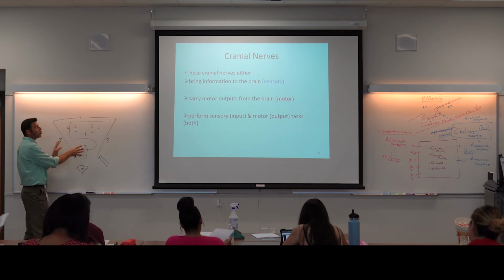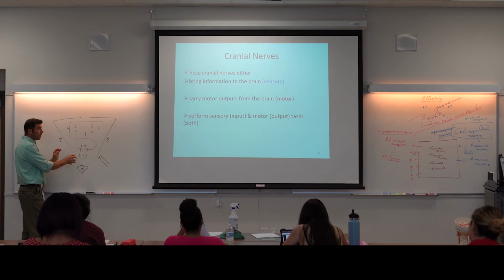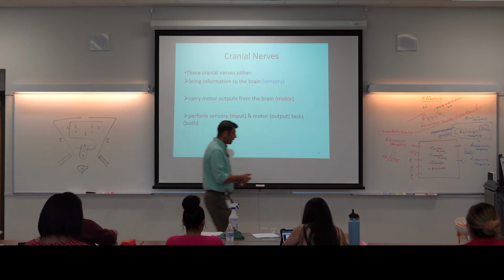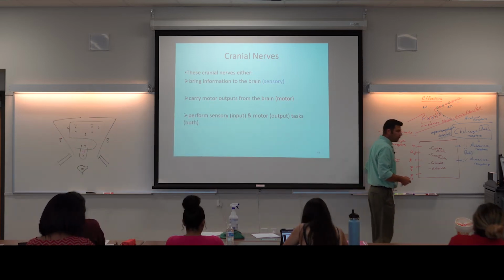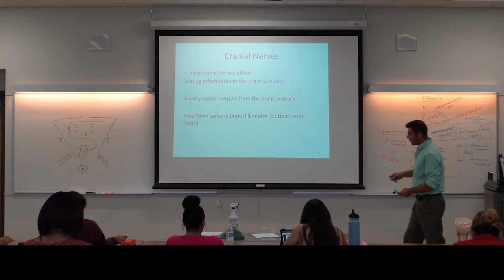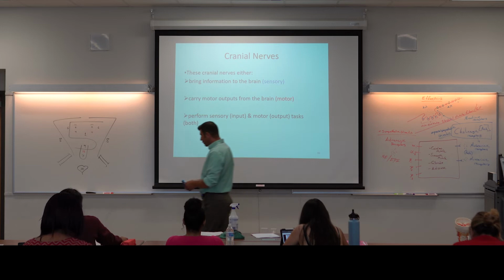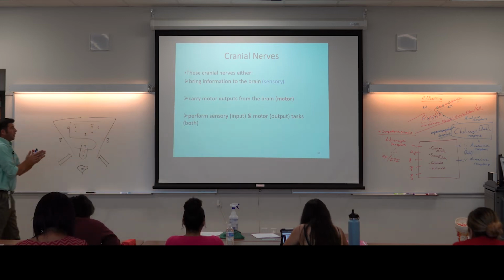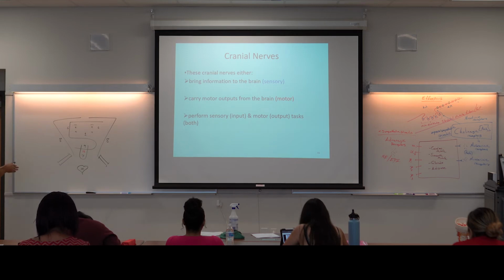And I didn't do a good job of color coordinating sensory, motor, or both. So let me try and do that now. Let's see if I can get it. I'm going to get a blue color for sensory. I'll get a red color for motor. And then I'll just use this black color for both. And I'll list, let's just list it this way. I'm going to list the 12 cranial nerves.